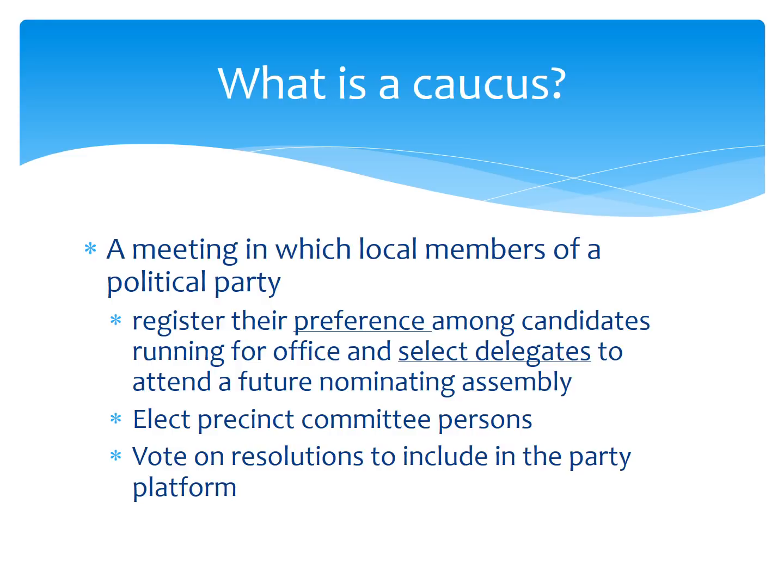So just what is a caucus? It is a meeting of the local members of a given political party where they register their preference among candidates running for office and select delegates to attend a future nominating assembly. They also elect the precinct committee persons for their neighborhood, who are the officers to the political party from that precinct. And finally, they vote on resolutions to include in the party platform.